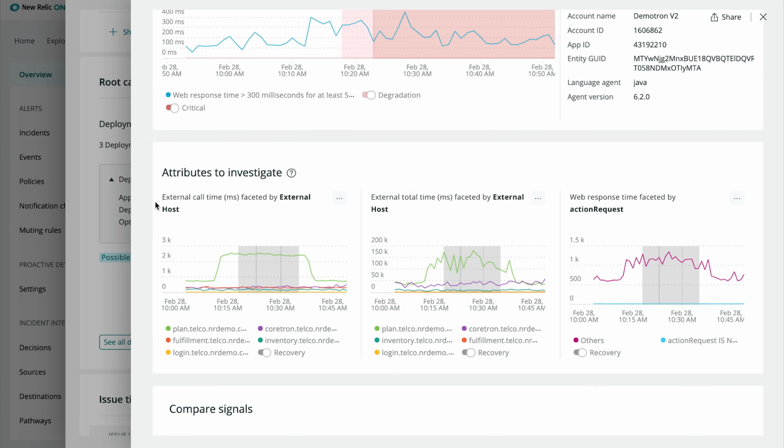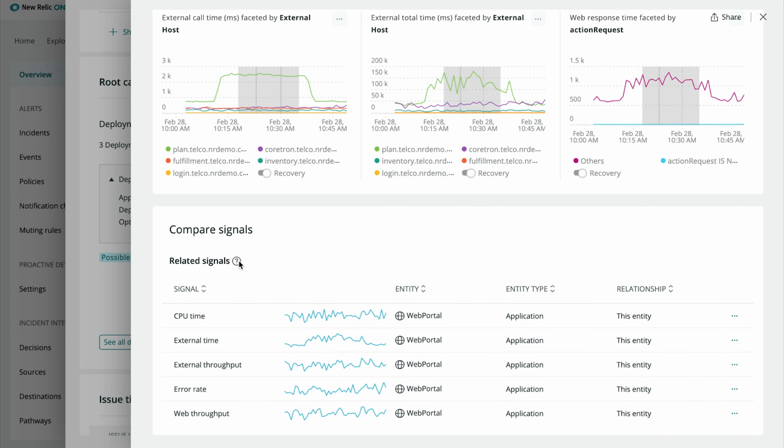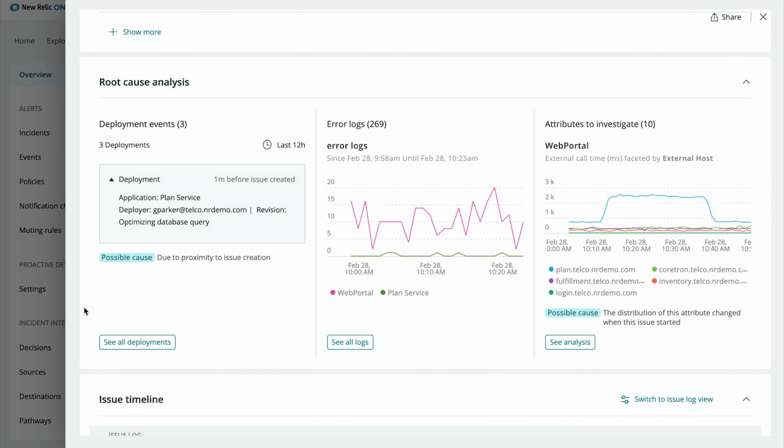These facets have been ranked based on statistical differences before and during the violation. Dropping down, other upstream and downstream signals related to the service experiencing anomalies are identified. We can easily jump to view the entity or query. In this case, let's head back to the root cause analysis.